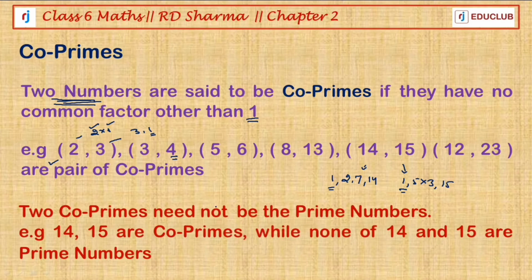Two co-primes need not be prime numbers. It is not necessary that co-prime numbers are prime numbers. Yes, in the example of 14 and 15, both are not prime numbers.